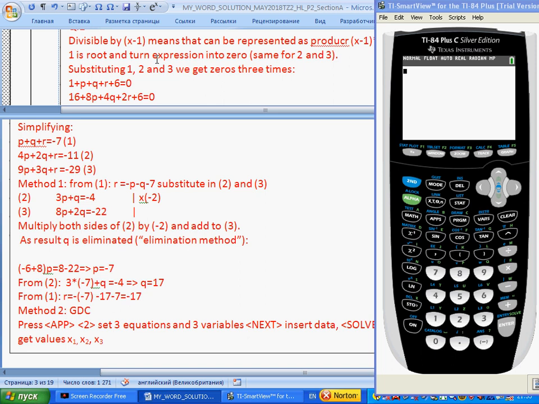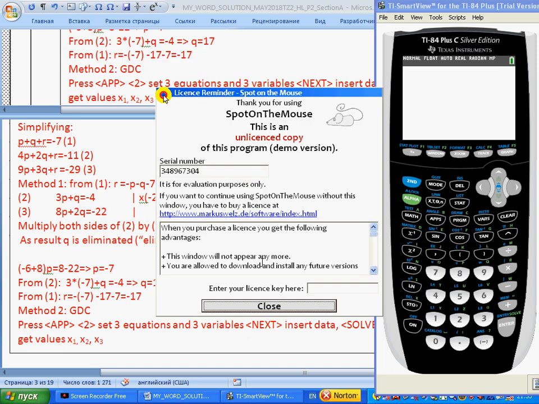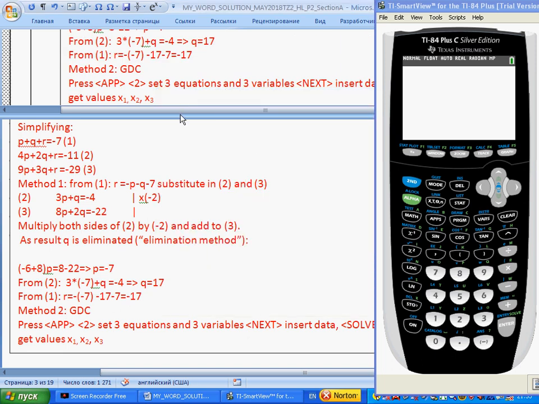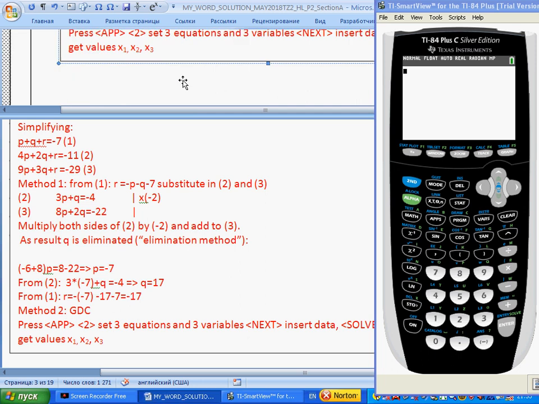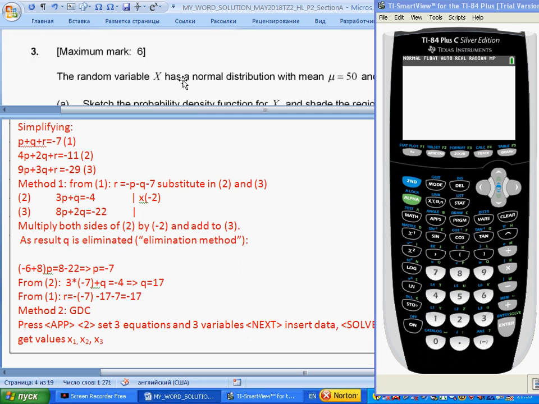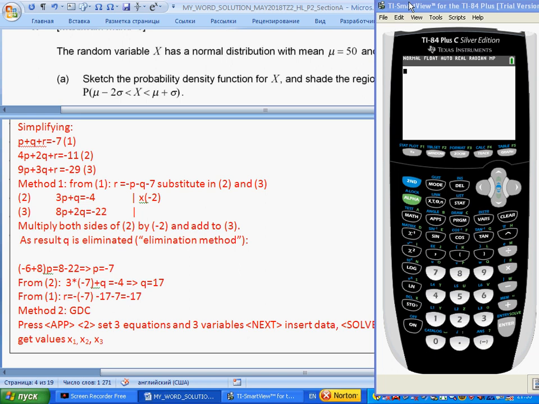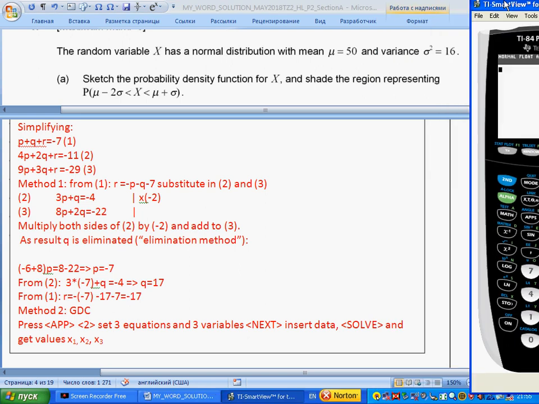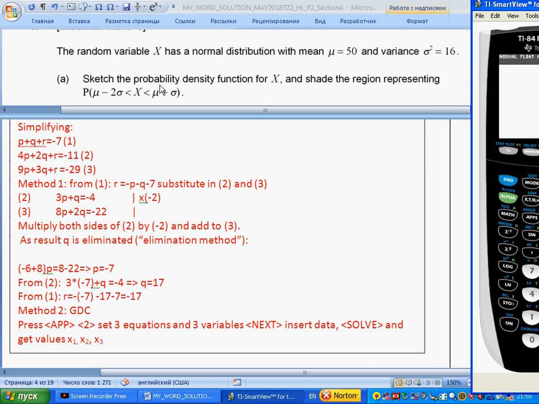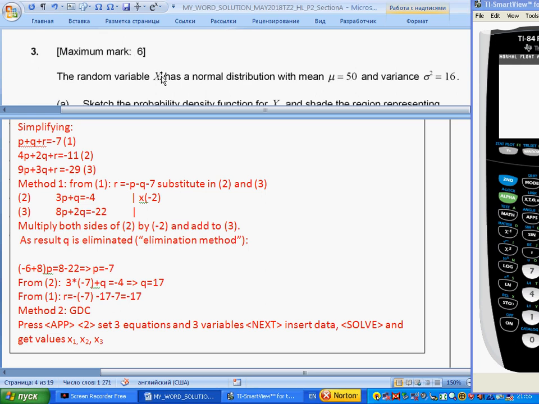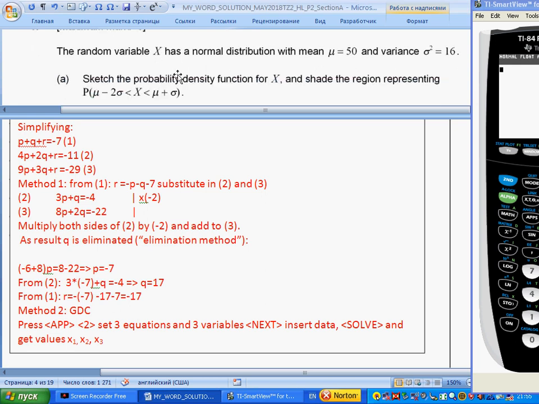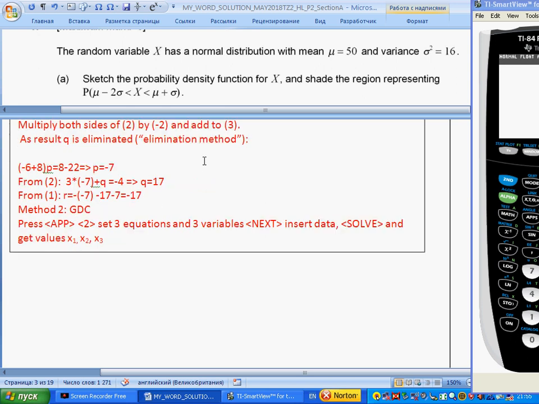Okay, so question 3. We need more space. Right. Question 3. The random variable x has a normal distribution with mean mu equals 50 and variance sigma squared equals 16. Sketch the probability density for x, shade the region representing this boundary.